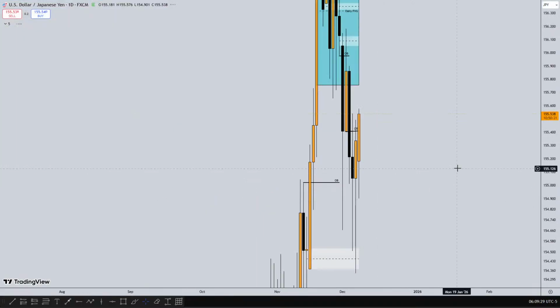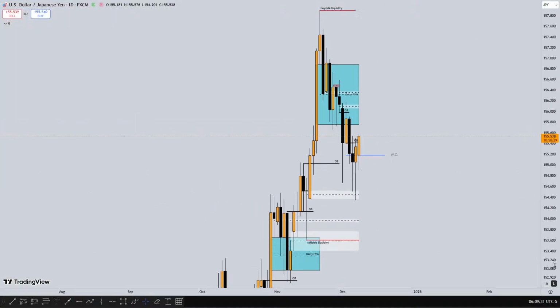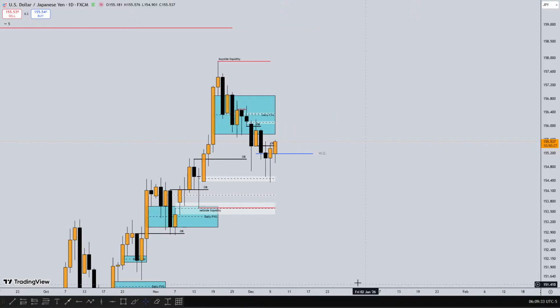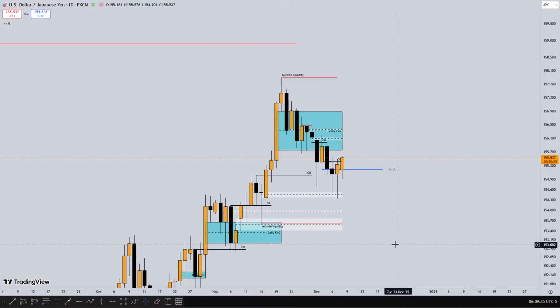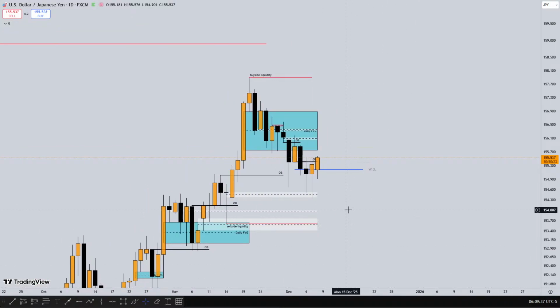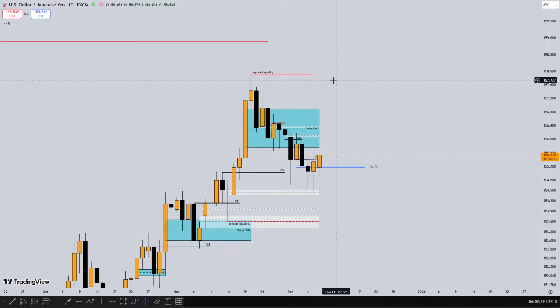On the daily time frame of USD JPY, I'm still anticipating lower prices. Now on USD JPY, you need to pay attention to points of interest above the new week opening gap. Those will be areas that I'll be watching to see price use as a resistance area to trade lower.